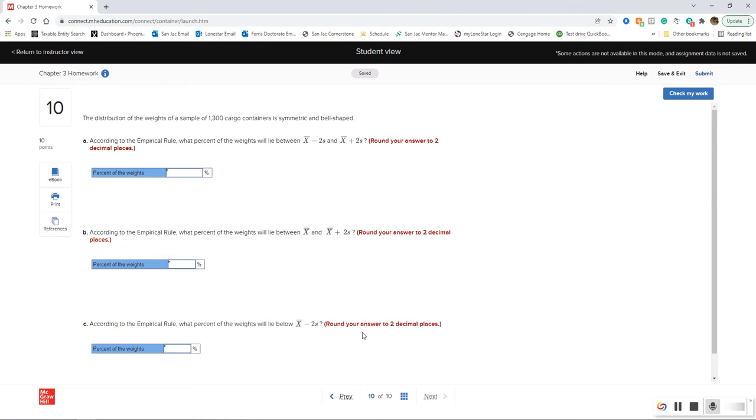All right. Question 10. Okay, so question 10 is just asking about the empirical rule. So, whichever one it is, I would strongly encourage you to go to the slide about the empirical rule, because that's going to give you your numbers. So, like this one, x bar minus 2 and x bar plus 2 by the empirical rule, 95%.